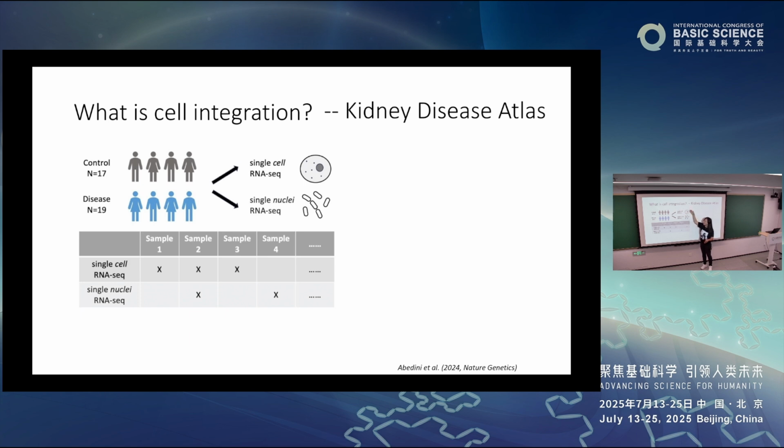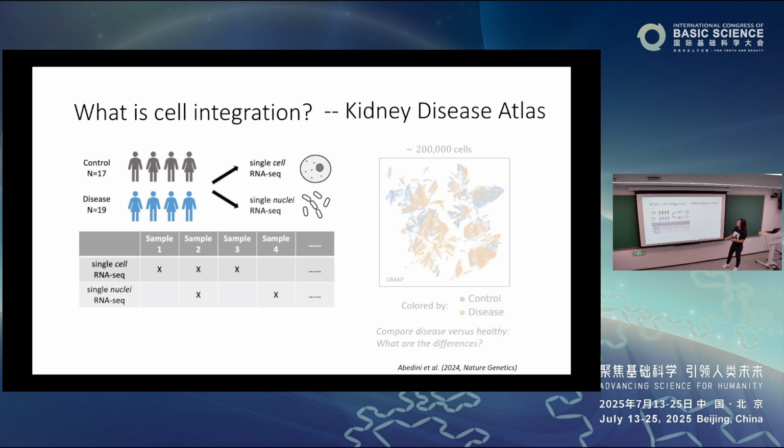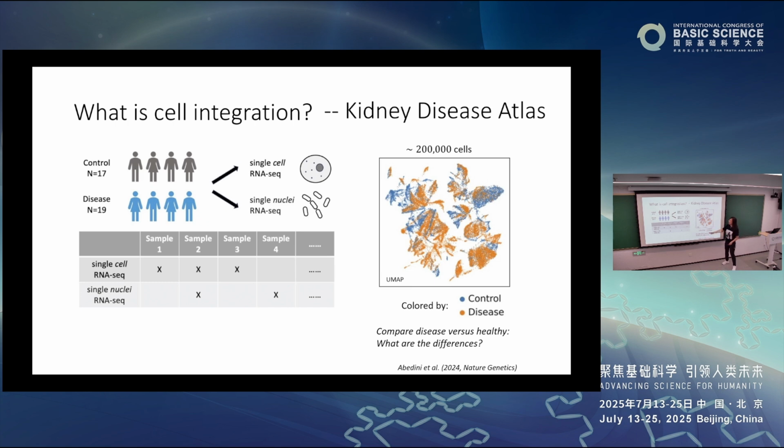So if it's fresh, they can do single cell RNA-seq. If it's frozen, then they cannot pull apart the cells because it's all frozen. So they can only do single nuclear RNA-seq, okay? So each sample, some samples have both. And then, what they would like to do is to compare between the disease and normal to see what is different. But then the problem is that once you take all the cells, there's 200,000 cells that came out of the study, so 200,000 rows in your matrix by gene.